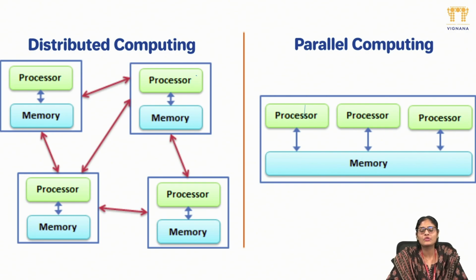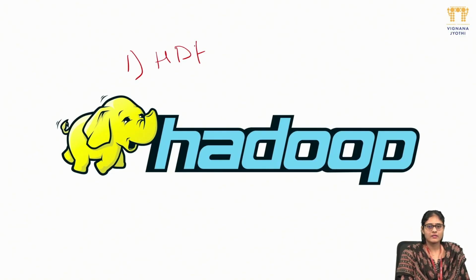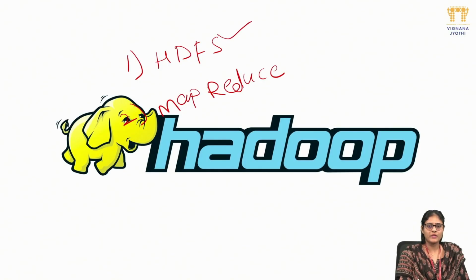HDFS is Hadoop Distributed File System, whereas MapReduce is an algorithm. As I said previously, big data has two main components: one is HDFS, the second is MapReduce. HDFS is Hadoop Distributed File System, and MapReduce is an algorithm to process the data.